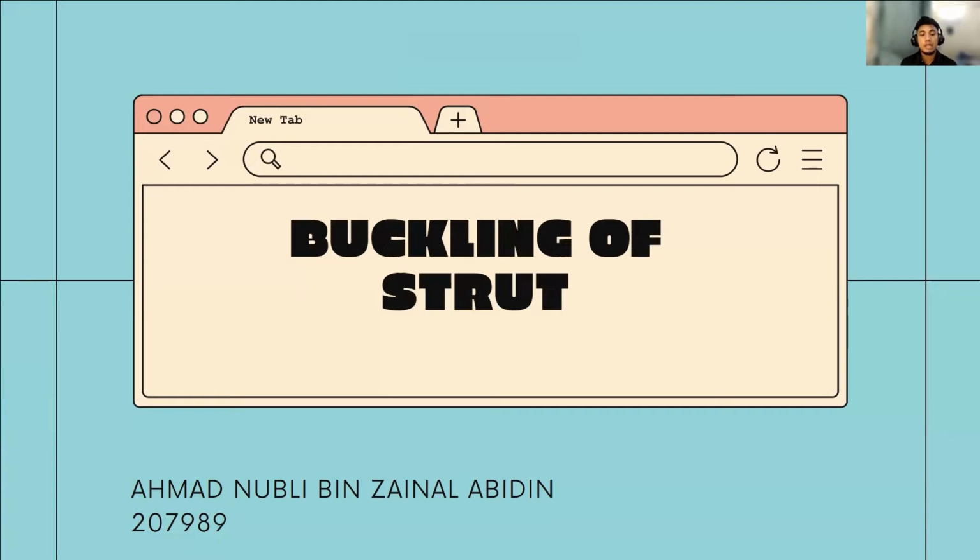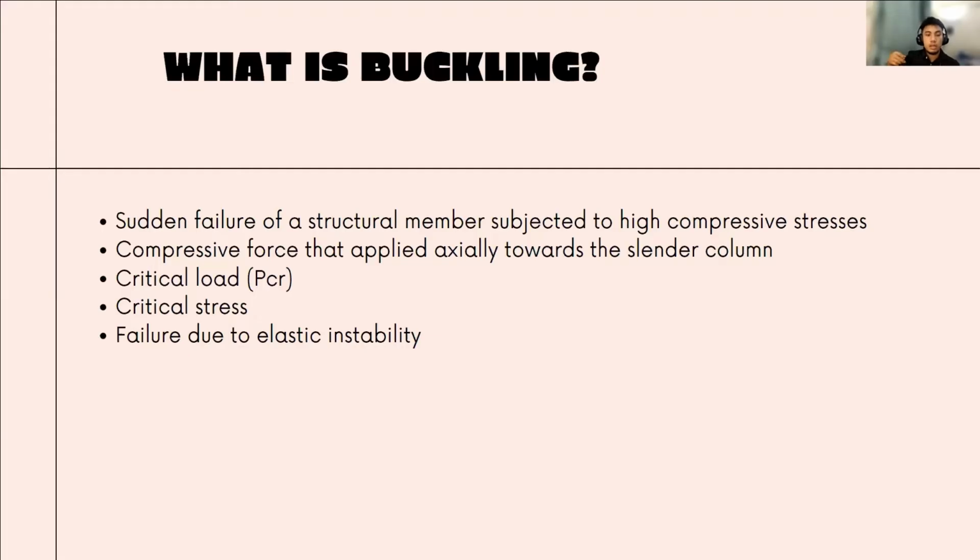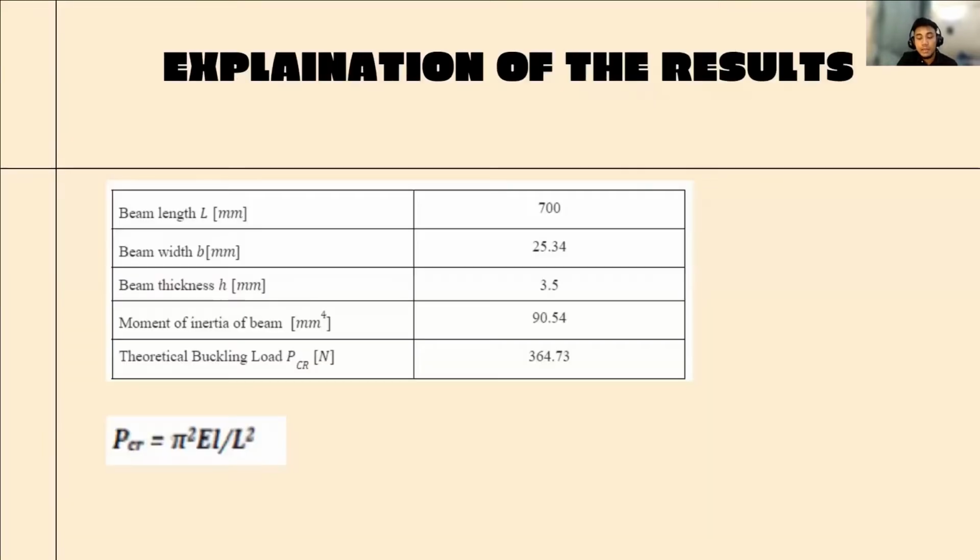Today I'm going to present about the buckling of strut experiment. Firstly, what is buckling about? Buckling is one type of sudden failure of a structural member that is subjected to a high compressive stress. This buckling can occur when the compressive force applied to the slender column exceeds the value of critical load. In buckling, we will find the value of critical stress to compare with the yield stress, and the last thing about buckling is that it is one type of failure due to elastic instability.